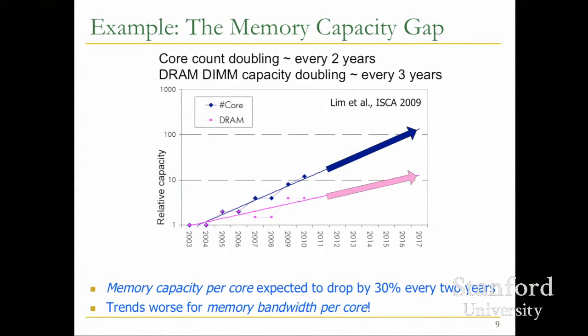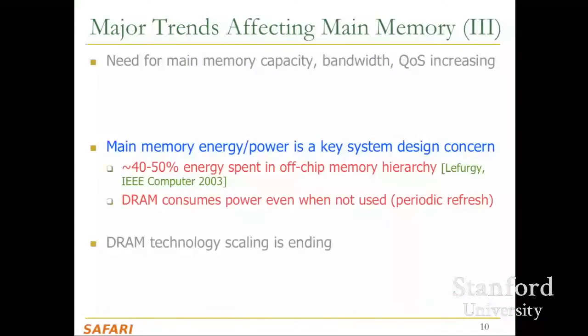And the trends are actually much worse for memory bandwidth per core. Memory bandwidth grows by approximately 10% every year, with some bumps maybe. But basically, we're designing these systems where computation is growing much faster than we can provide capacity and bandwidth. Basically, we're starving the cores.